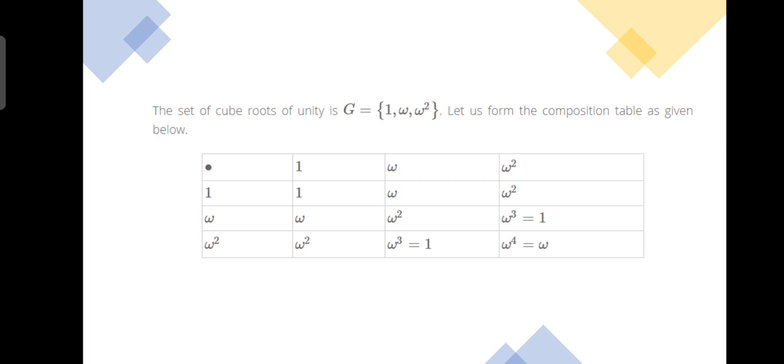Here we have combined the elements with the binary operation star of the set G, which is the cube roots of unity, and it has three elements: 1, omega, omega square. And we have seen that all the elements in this composition table belong to my set G.